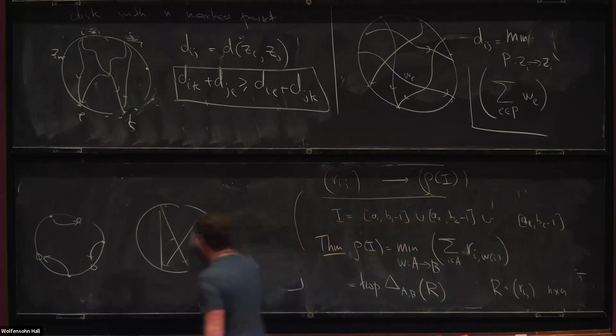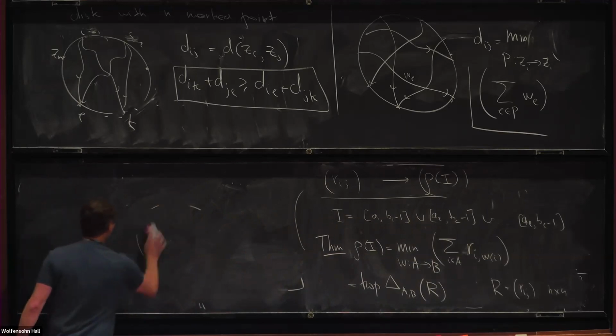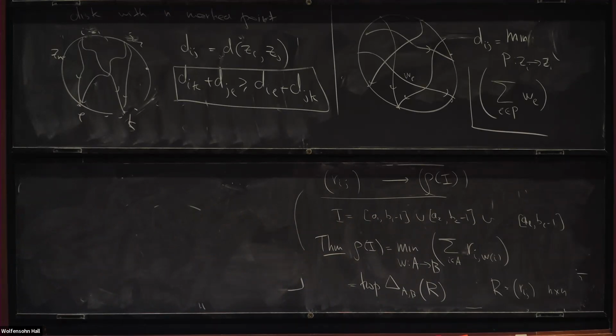So let me make one summary. So basically, this is one function that comes. Among all submodular functions, we're telling which ones are polypositroids. So polypositroids are exactly those submodular functions which are obtained by tropical minors.